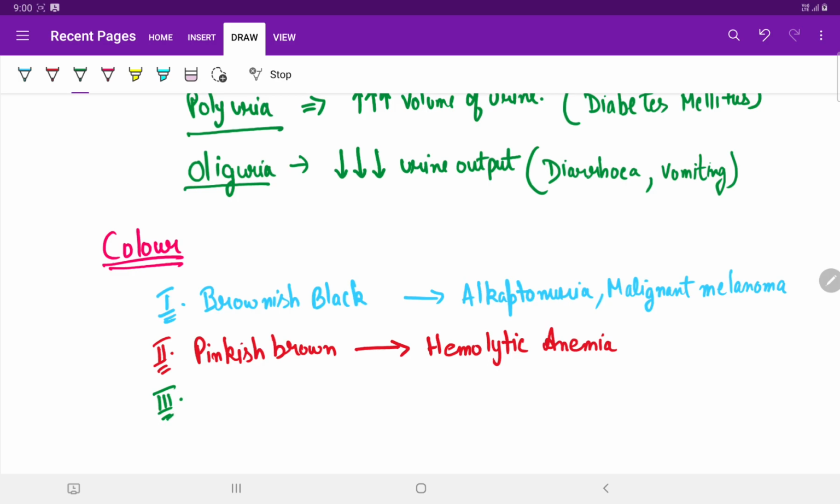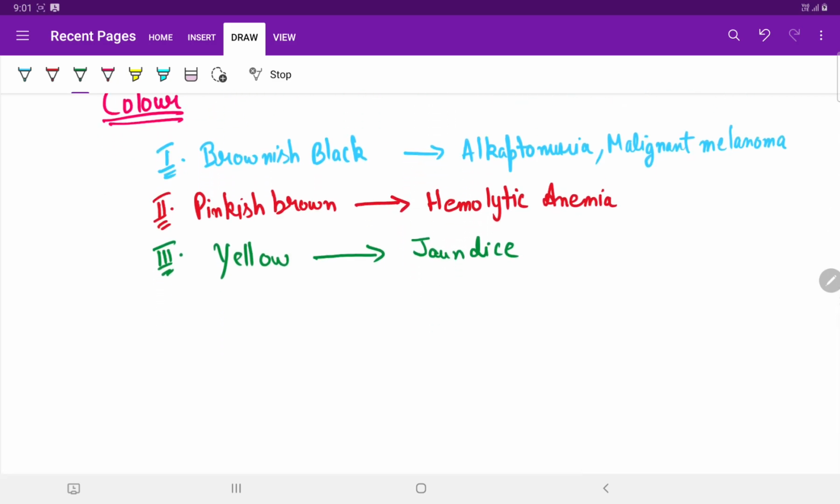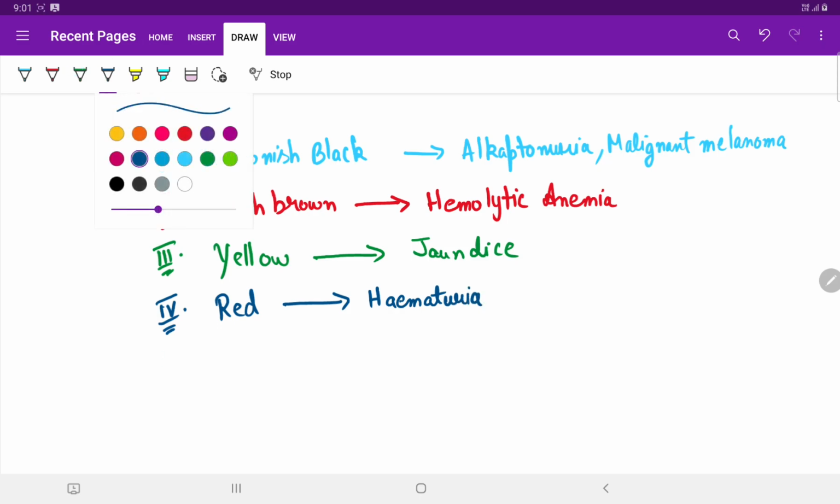Third one: if the color of urine is yellow, it may be an indicative parameter for jaundice or bile pigments. You can simply write here jaundice. So these are the diagnostic interpretations. Now the next one: if the color of urine is red, it is an indicative parameter for hematuria, the presence of blood in the urine.